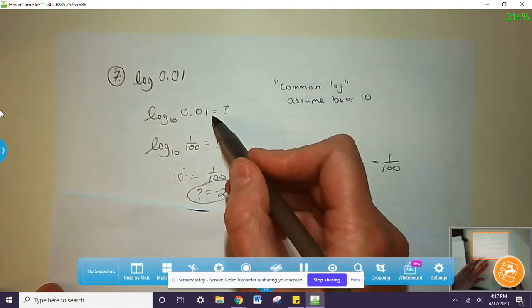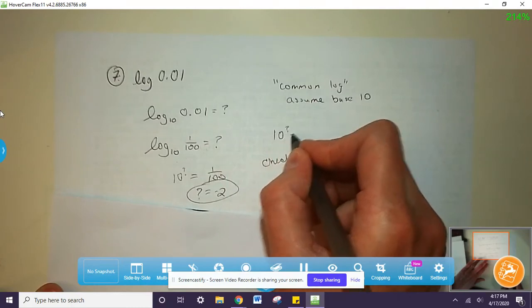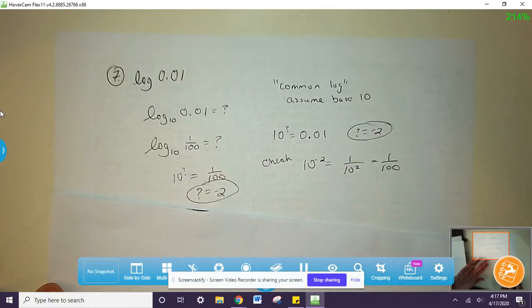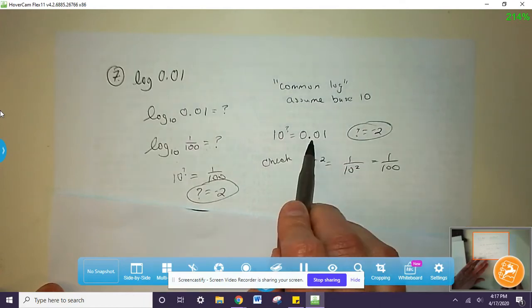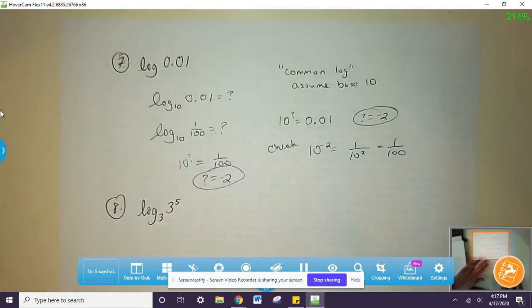Some of you might be comfortable solving it right from here. So if anyone was able to do 10 to what power gives me 0.01, the answer is still going to be -2. I just have a harder time with it in the decimal form. I find that the fraction's easier for me to see personally. Next one.